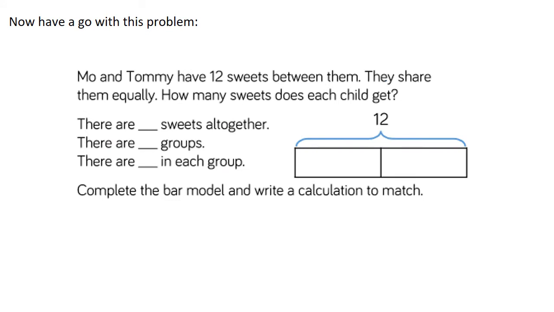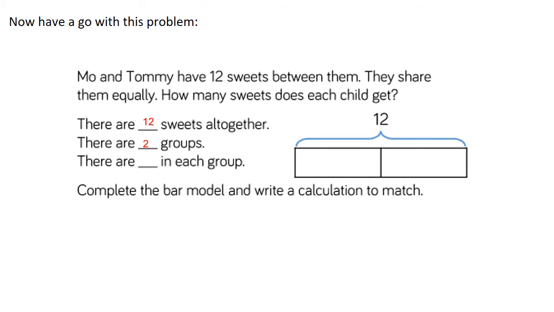Right, so this one. Mo and Tommy have 12 sweets between them. They share them equally. How many sweets does each child get? There's your 12, your total at the top of the bar. It says there are how many sweets altogether? So there are 12 sweets altogether. How many groups? Well, if you look at Mo and Tommy, there are 2 people. So in the bar, there are 2 sections. So there are 2 groups.